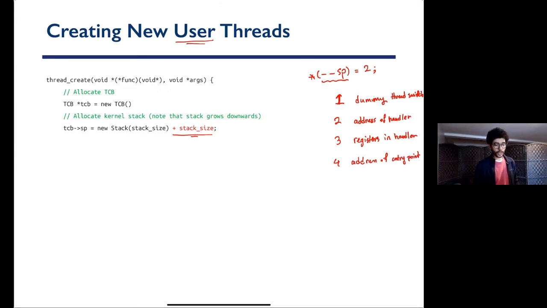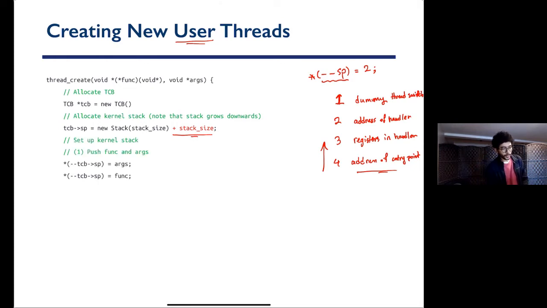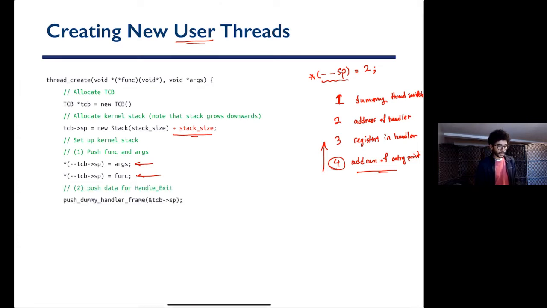So now we want to create the stack pointer. We're going to push in this order. The first thing we push is the address of the entry point. So we push the arguments and the function that we want to go to. So that's 4. Sorry, I should have changed the slides. Excuse me, my slides are messed up.